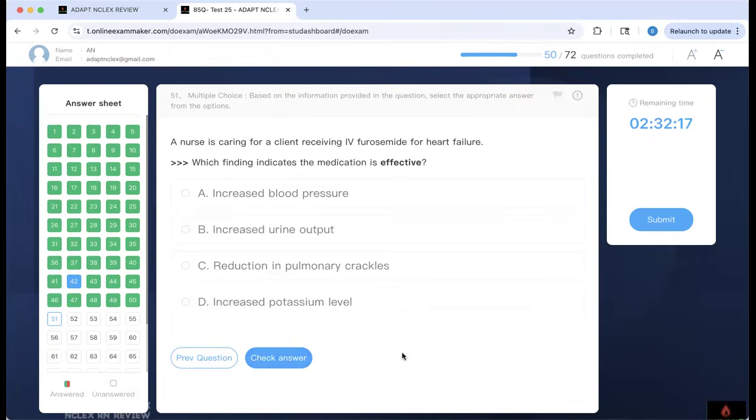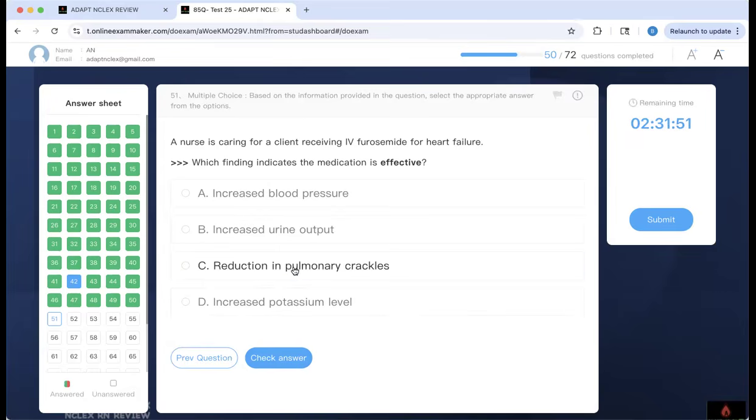A nurse is caring for a client receiving what? IV furosemide for what? Heart failure. Which finding indicates the medication is effective? What is the medication going to do with heart failure? Increase blood pressure, increase urine output, reduce pulmonary crackles, or increase potassium level. If you take furosemide for heart failure, what is it going to do? Pause the video. Let me know what you think.